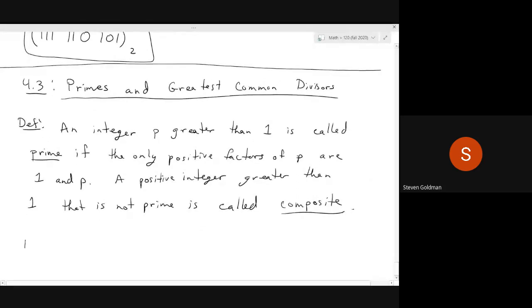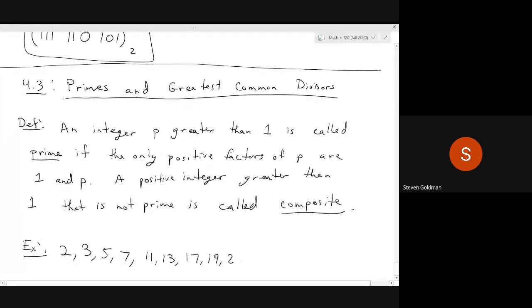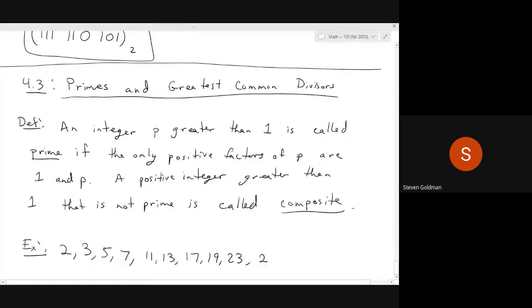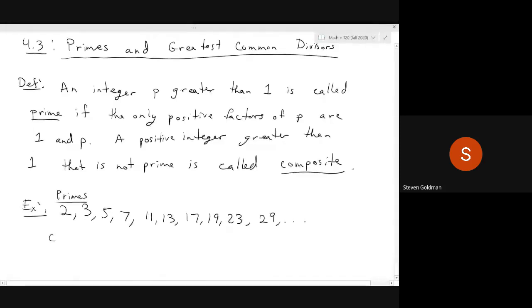So what are examples of prime numbers? What's the smallest prime number? Yep, 2. It's also the only even prime number. The next would be 3, then 5, then 7. Next is 11, then 13, then 17, then 19, then 23, then 29, and so on. Those are all prime numbers. Their only positive factors are 1 and themselves. They're only divisible by 1 and themselves. What are composite numbers?